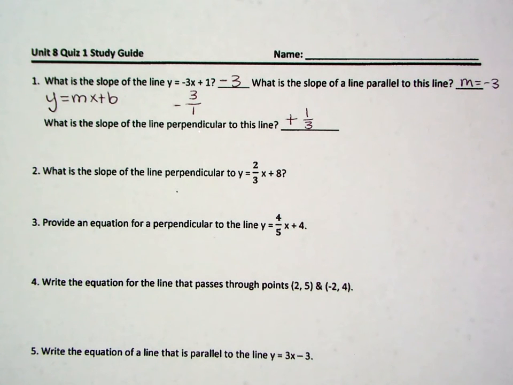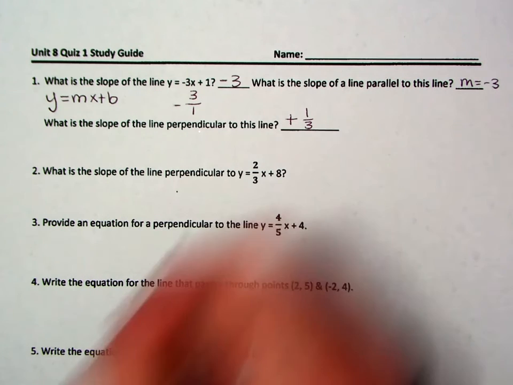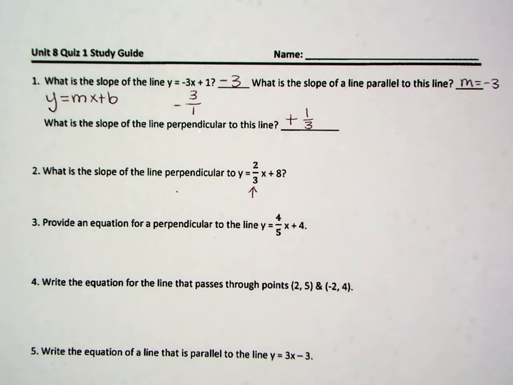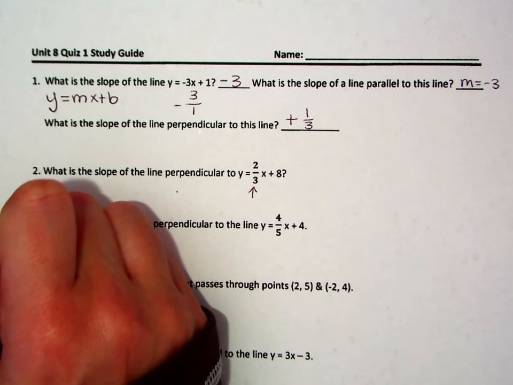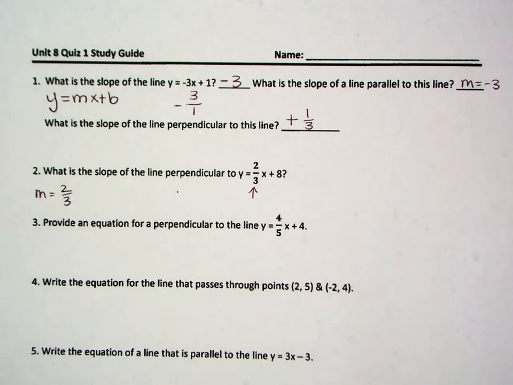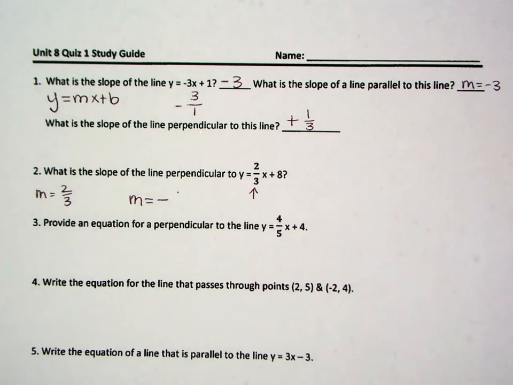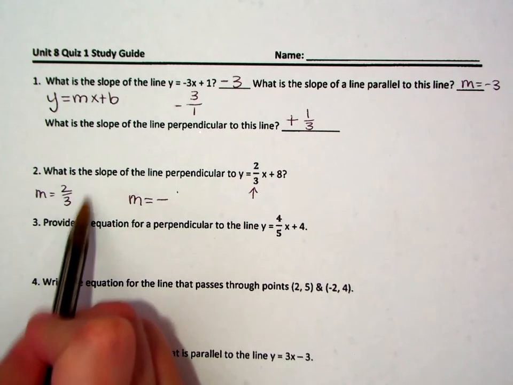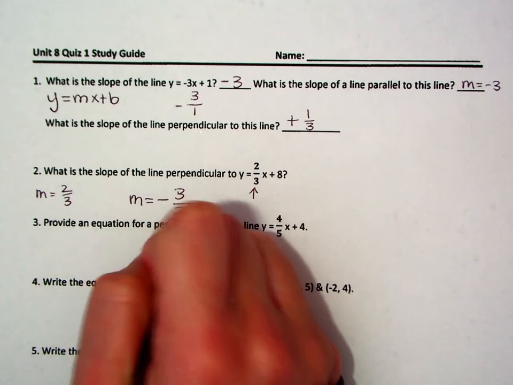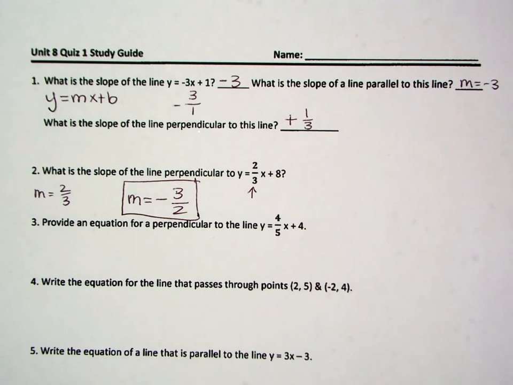Number 2 says, what is the slope of the line that's perpendicular to y equals 2/3 x plus 8? Remember the coefficient of x is going to be the slope we're looking at. So right now we're dealing with a slope of 2/3. If it was parallel, it would be the same, but this is perpendicular. So we need it to be opposite. So the opposite of this positive number is going to be a negative, and the reciprocal means we're going to flip this. So it's going to be negative 3/2. So that would be our final answer for number 2.